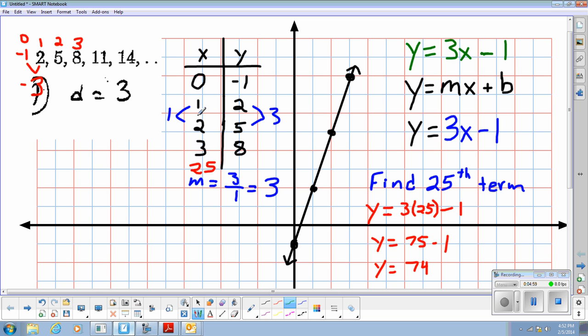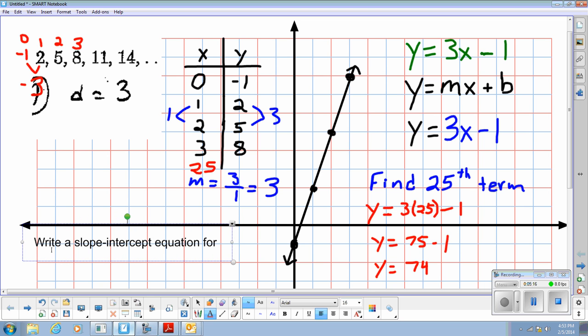So please take the rest of the sequences from the 11-1 skill sheet and write a slope-intercept equation for each arithmetic sequence. When you finish that, please show it to me. I want to take a look at it. And I will have an answer key for you, so you're more than welcome to take a look at the answer key, and we'll make sure that you're writing those equations correctly. And then you can move on to some more work with geometric sequences.